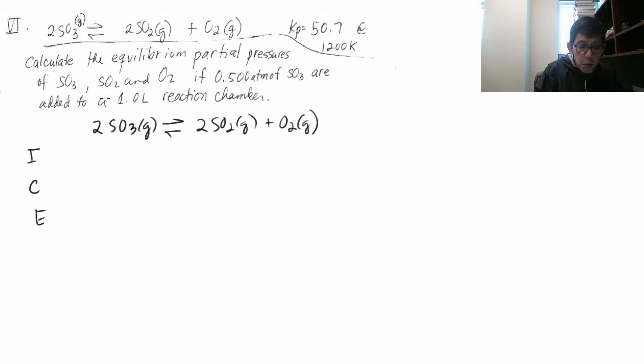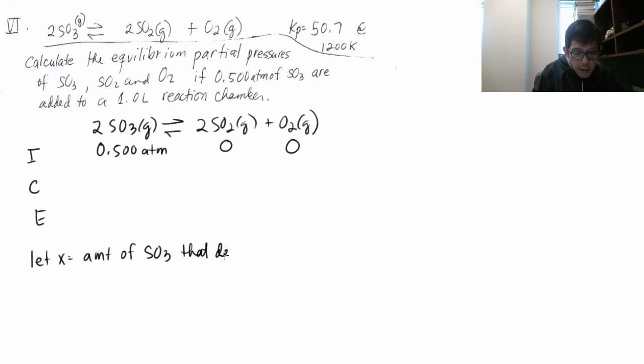So initially we have 0.500 atmospheres of SO3 and we have none of the products. And then we say let X be equal to the amount of SO3 that decomposes to SO2 and O2. So then this is minus X.